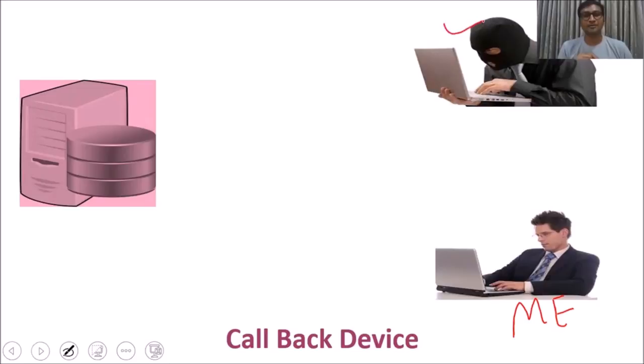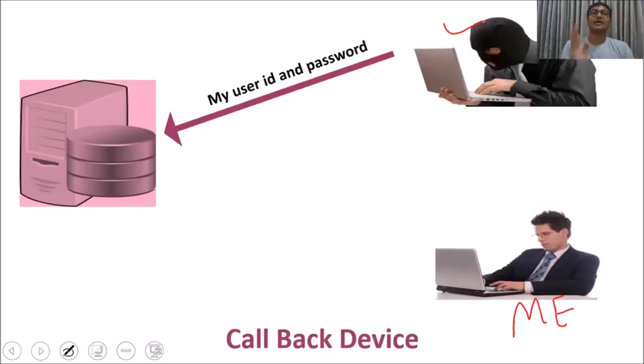The person you can see here, you understood, is a hacker. Suppose the hacker somehow got my username and password. Obviously, once anyone gets your username and password, they will be able to log in to your account using them. So look, that hacker is getting into my account by entering my user ID and password.